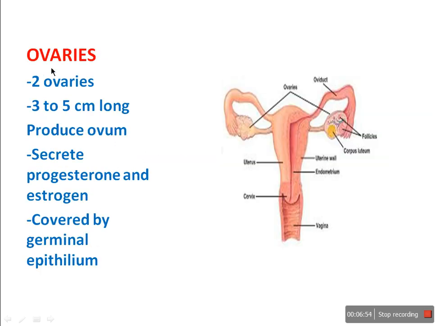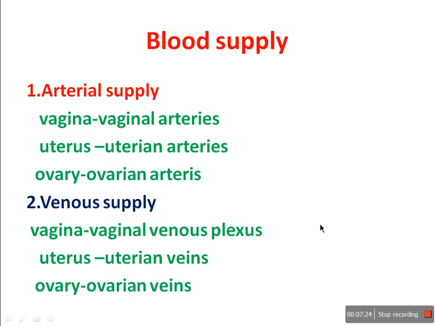And the next is ovaries. Ovaries, as you know, are 2 in number, 3.25 centimeter long, and they produce ovum. Ovary produces ovum, and ovary secretes progesterone and estrogen. The ovaries are covered by germinal epithelium. So these are some of the main anatomic structures.